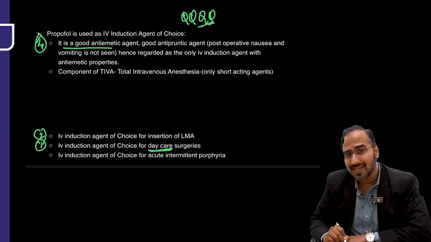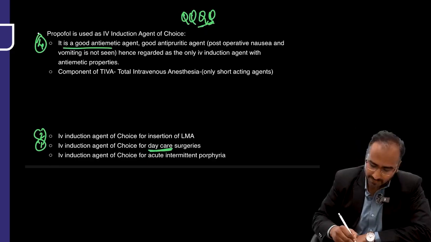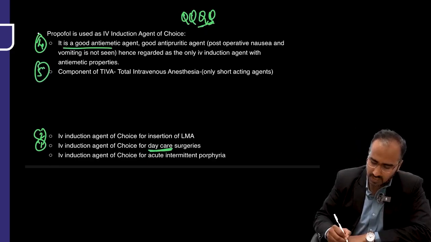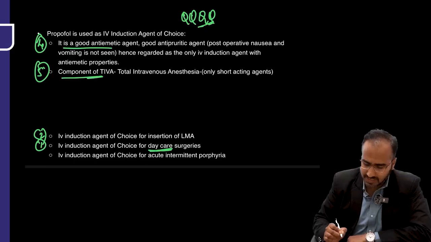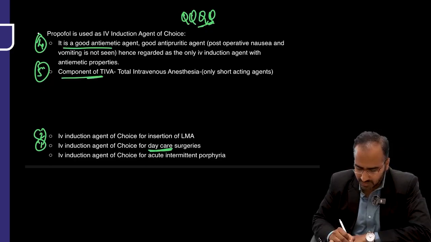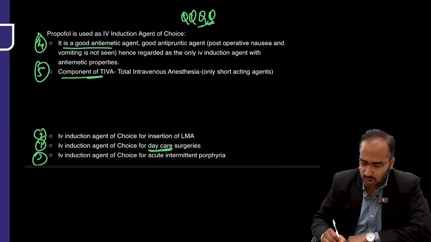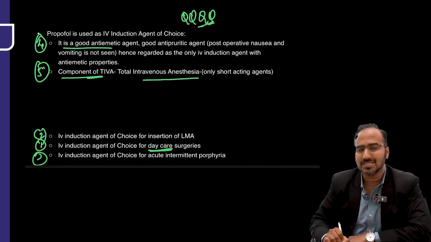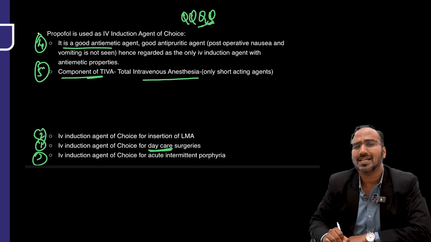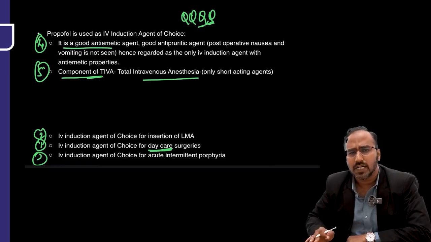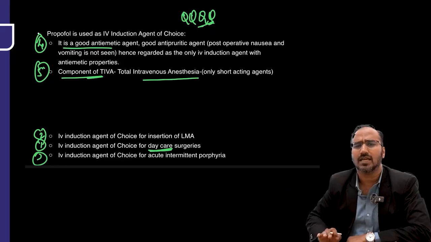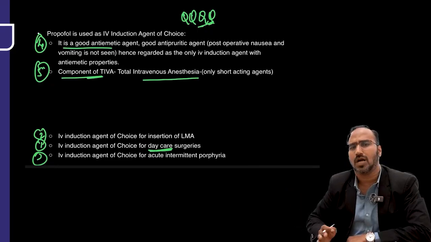Next, propofol can be used as a component of TIVA. Now guys, what is this TIVA? Total intravenous anesthesia. Meaning what? What is total intravenous anesthesia? General anesthesia given to a patient without giving an inhalational agent is called TIVA.